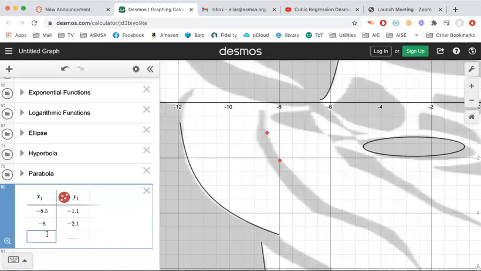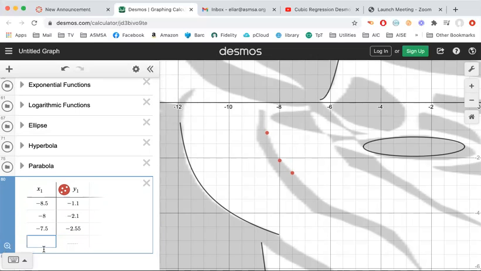Okay. And then at negative 7.5, we appear to be about negative 2.6-ish. That looks good. So negative 2.65. And then just continue doing this, counting off by a nice little interval. So I'm going to do every 0.5. You want enough data points that it shows a good picture of what's going on.